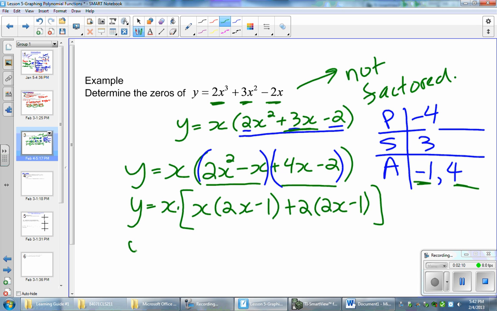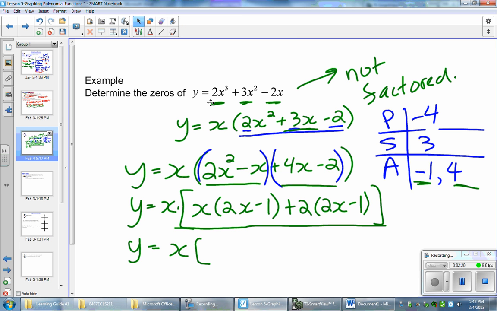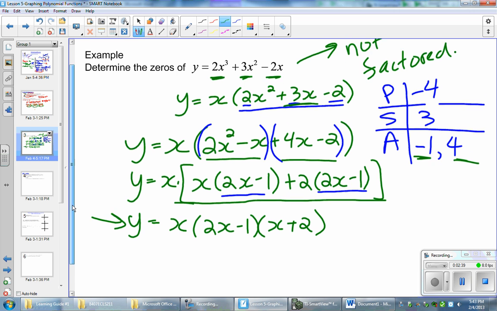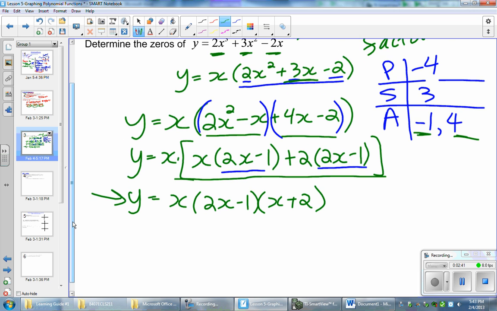Continuing on, we have y is equal to x times, okay, so look at our expression right there. What's common to each of these expressions that you could take out? Well, what's common is the 2x minus 1. So factor out the 2x minus 1, and we have our factored form. And what's left is the x plus 2. So there we go. We have just fully factored our polynomial, but we still had to identify the zeros.